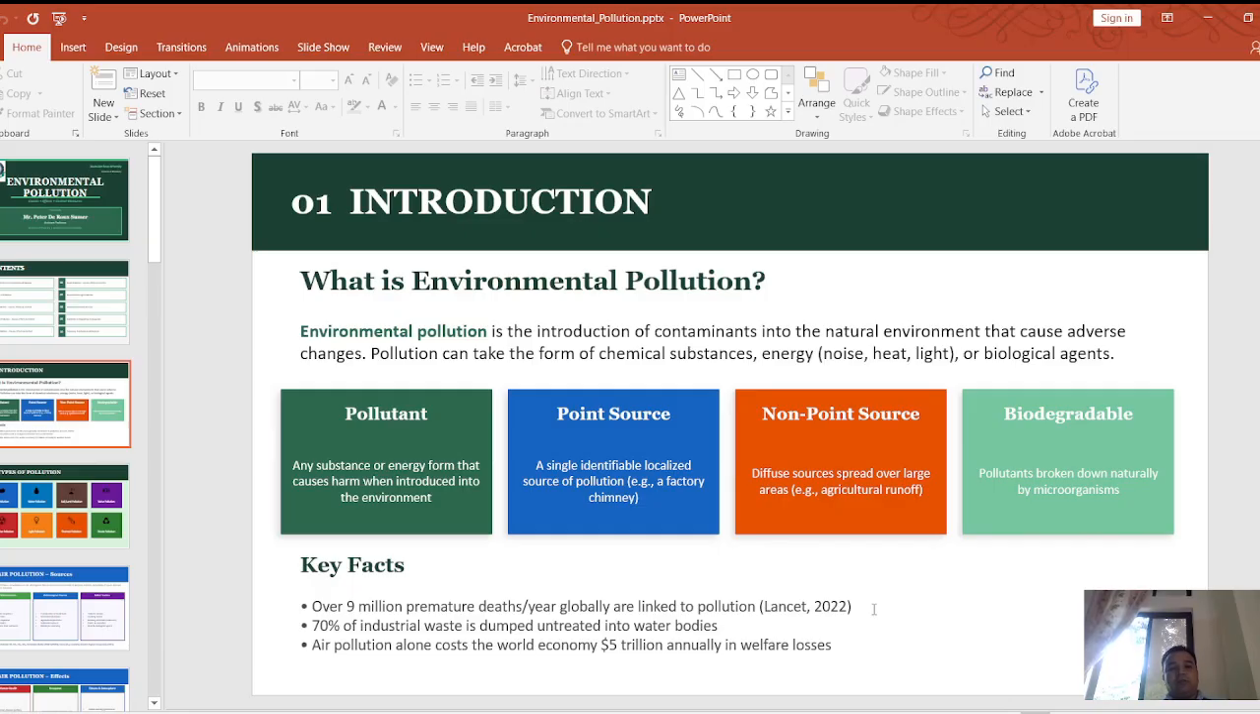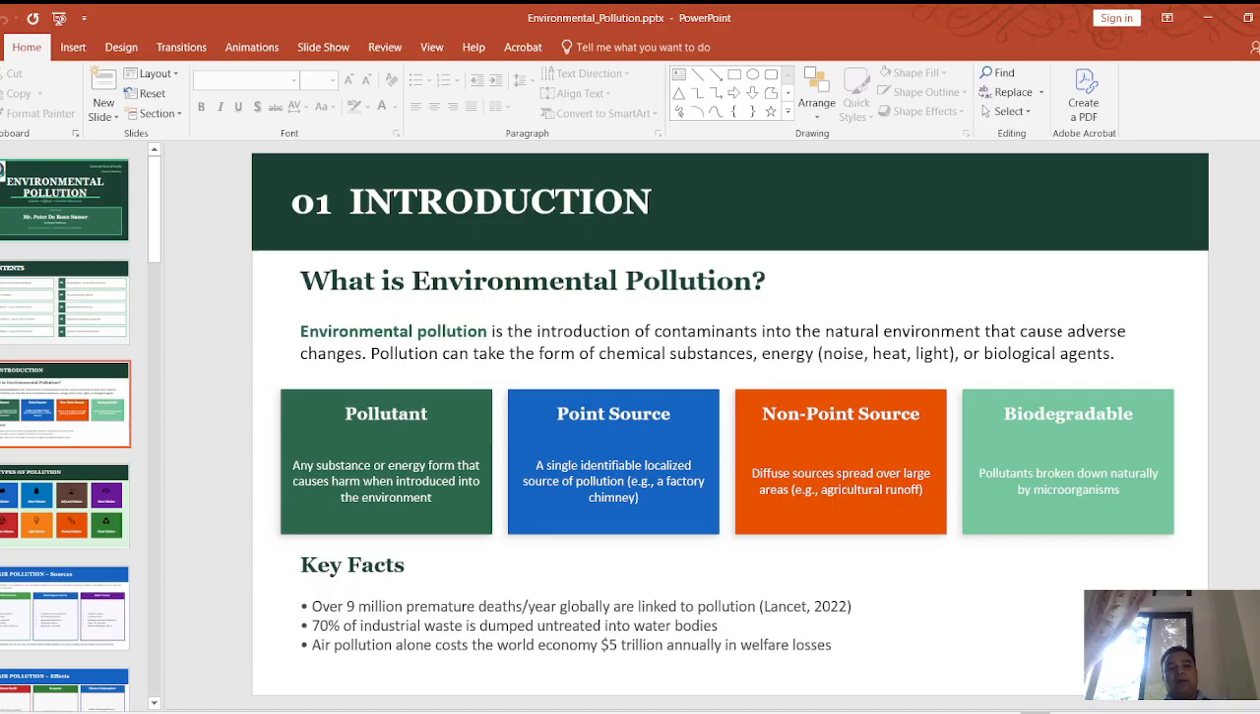What is environmental pollution? Environmental pollution is the introduction of contaminants into the natural environment that cause adverse changes. Pollution can take the form of chemical substances, energy, noise, heat, light, or biological agents. Pollutant: any substance or energy form that causes harm when introduced into the environment.